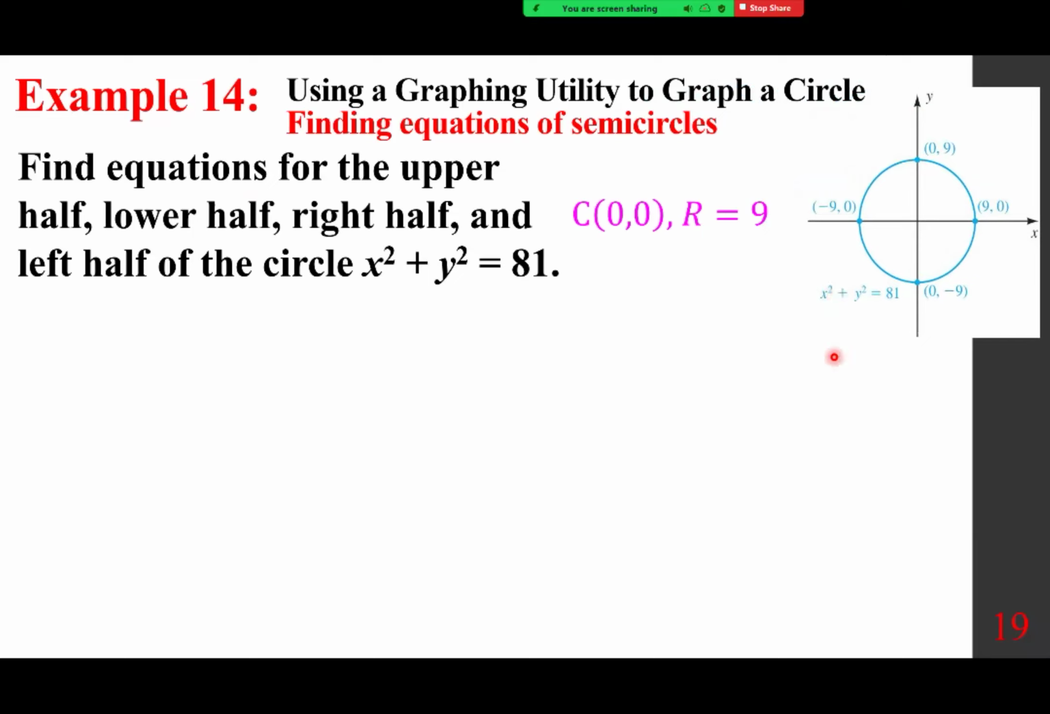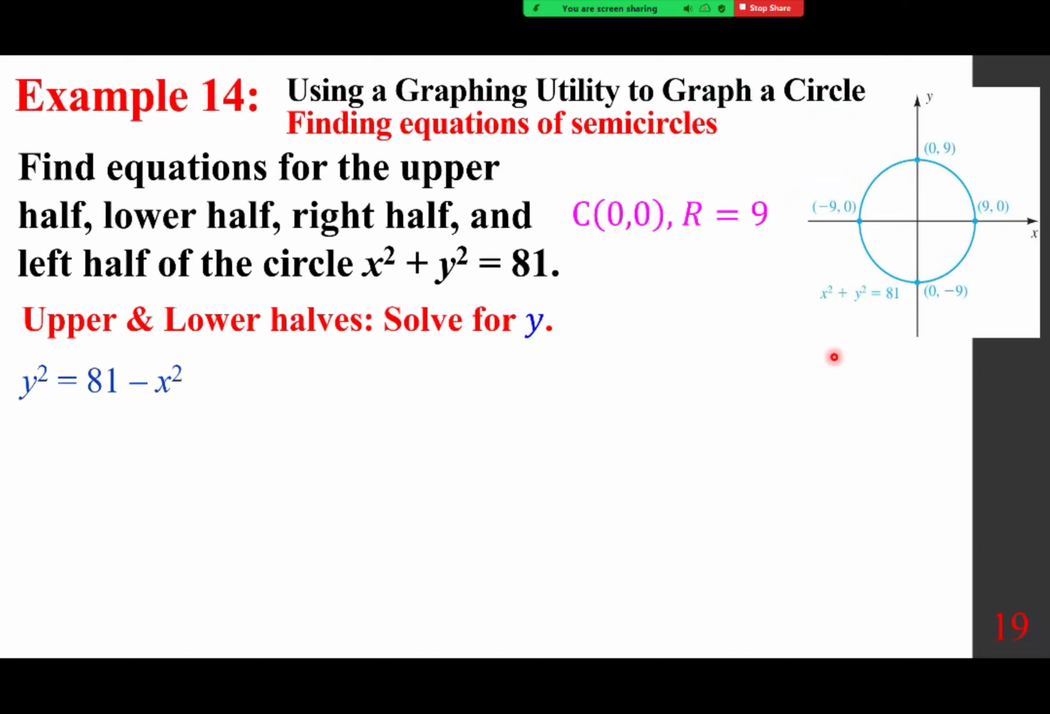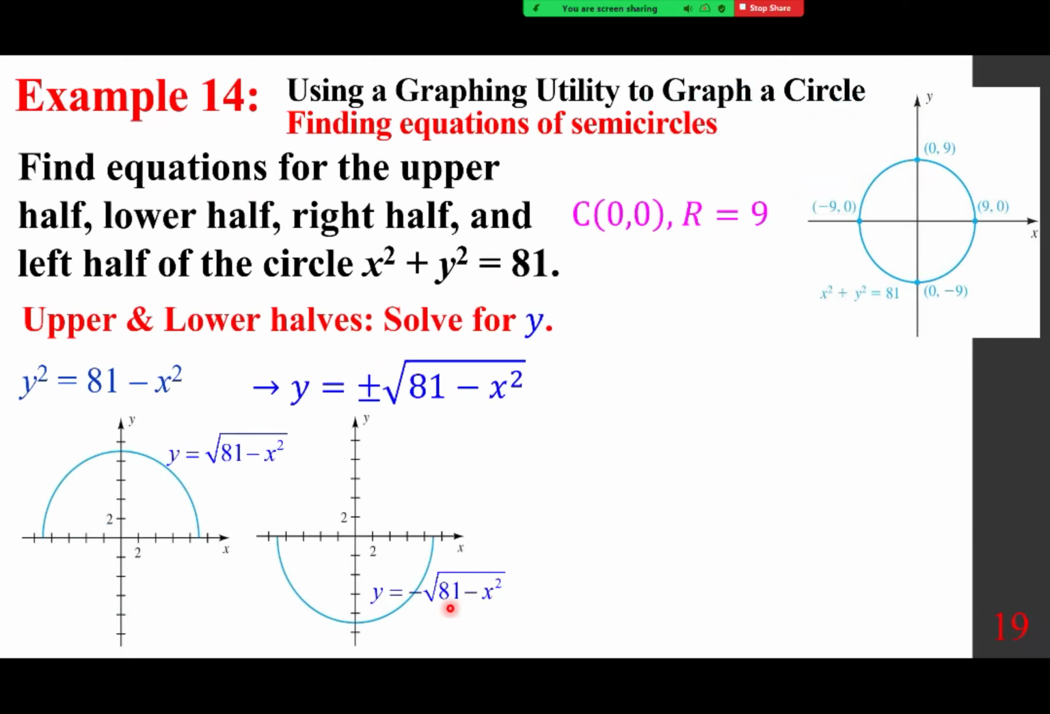So if you separate the top half from the bottom half, that means you solve for y. You get y squared equals 81 minus x squared. That means y is plus minus the square root of 81 minus x squared. And that gives you two pieces, the top piece with the plus sign and the bottom piece with the negative sign. So this part is y equals square root of 81 minus x squared. And this part is minus square root of 81 minus x squared.